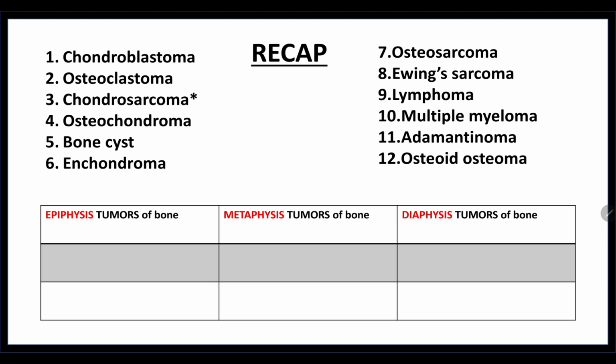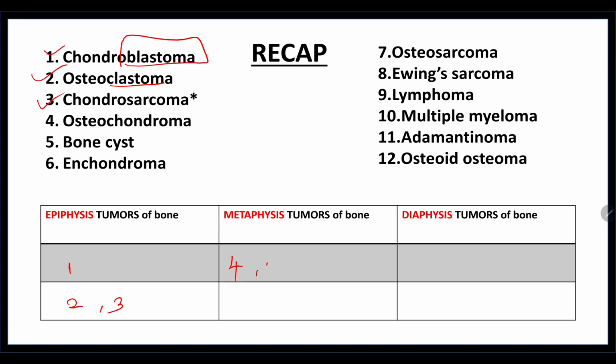Now we'll come to a quick recap. Chondroblastoma. So a blast component, it could be an epiphysis tumor. Again, osteoclastoma, it could be in the epiphysis and as well in the metaphysis also. So we have done. Next is chondrosarcoma. Chondrosarcoma is although it is very common in the flat bones, in long bones it can occur in the epiphysis. We have done. Next, osteochondroma. So that is bone and as well cartilage. So it is a tumor in the metaphysis.